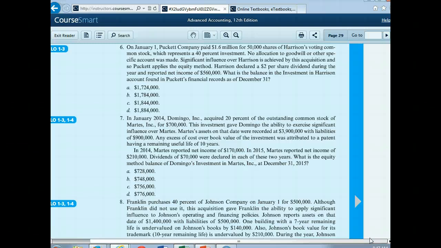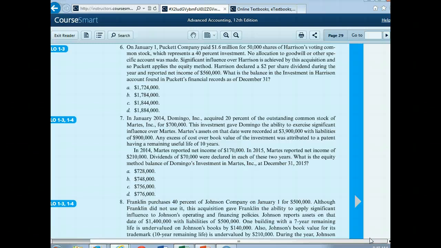Any excess of cost over book value of the investment was attributed to a patent having a remaining useful life of 10 years. Think about this. When a company creates a patent internally, they cannot show it on their books as an asset. Right. It's an expense, research and development. However, they have this technology. So if a company's coming in and buying it, their book value might show one thing, but they are aware of this intrinsic patent they're buying. So when we purchase it, you can only show on your books a patent when you go and purchase someone's patent. Okay. So we're gonna need to show a new asset on our books.